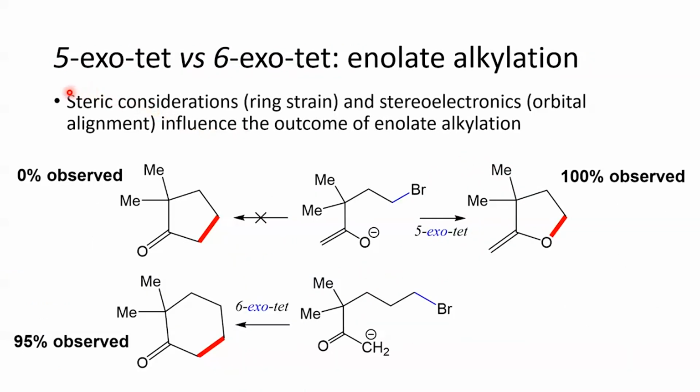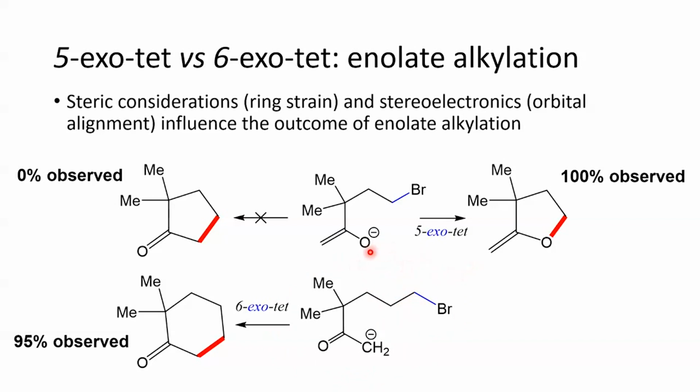Next thing we'll consider is a 5-exo-tet versus a 6-exo-tet cyclization. So we're going to look at an enolate alkylation shown below. Here, both sterics and stereoelectronics are going to influence the outcome of the reaction. Taking a look at our 2 nucleophiles, in the top example, we've got an enolate nucleophile, whereas in the bottom, we've got more of a ketonate nucleophile. So we can think of keto-enol tautomerism between these 2 forms.